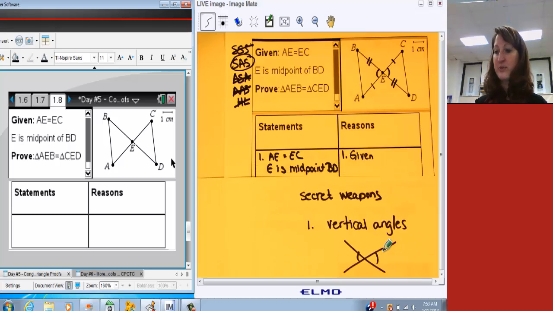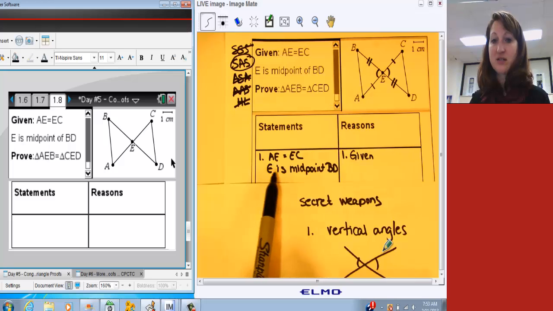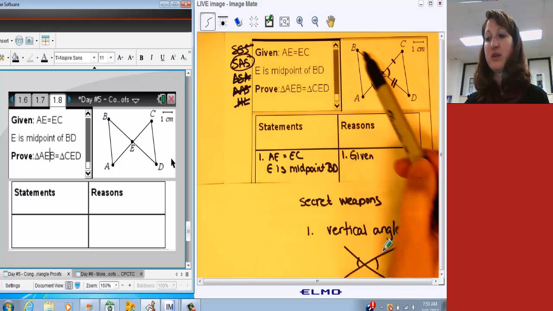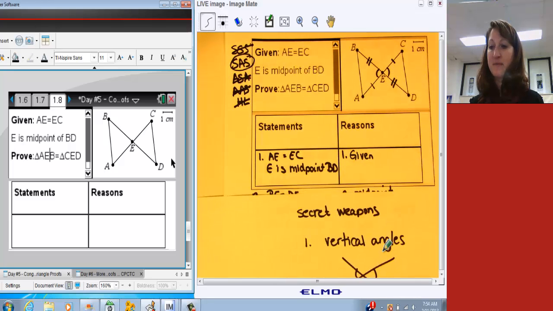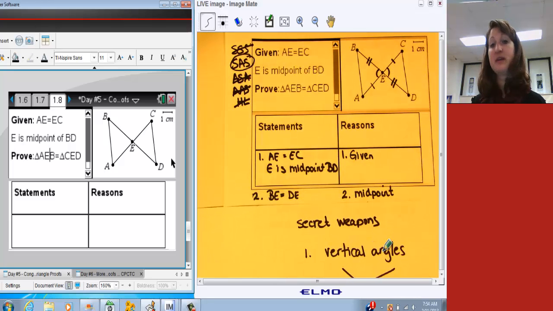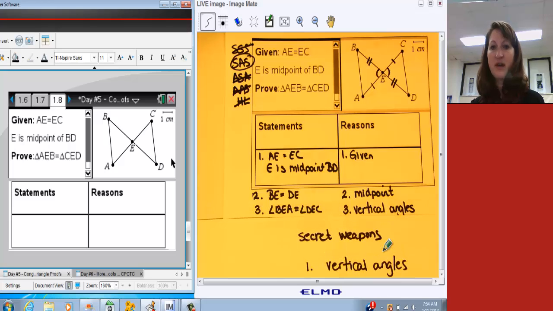Once you have the givens in your proof, then you can go ahead and use what you know. Well, from this given, E is the midpoint of BD, we knew that BE was equal to DE, so that would be my next statement. And the reason that I know that BE is equal to DE was because of the word midpoint in my given information. Then I had to look at my secret weapons and see if there was something else that I could use.